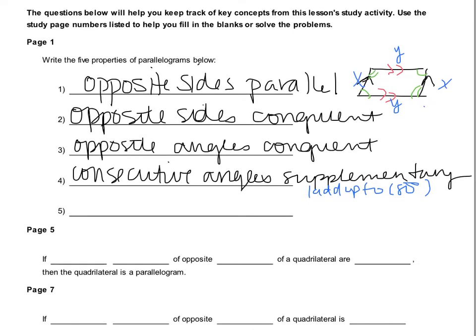The 5th and final requirement in order for something to be a parallelogram is that the diagonals bisect each other. The diagonals bisect each other, and that means they split each other in half.